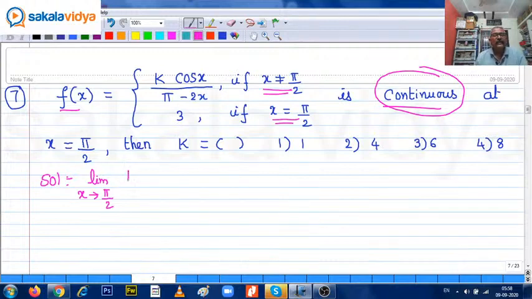This is k cos x upon pi minus 2x. If you substitute the limit, what happens? This will be cos pi by 2 is 0. Here 2 into pi by 2 is pi. Pi minus pi, 0 by 0 form. So now you can apply L'Hospital's rule.